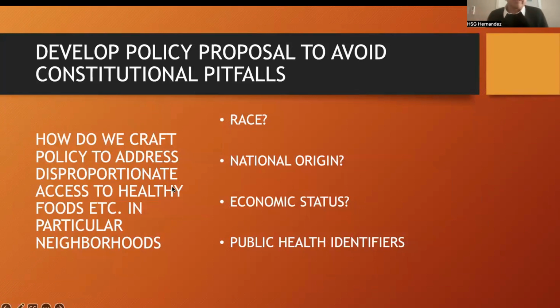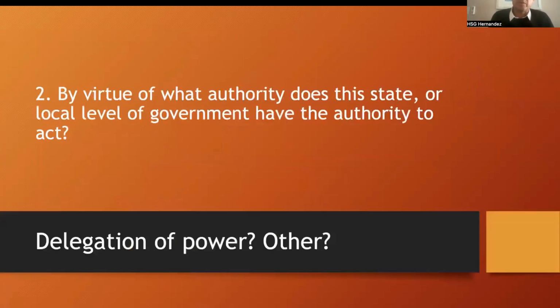So, for example, here's what I just discussed: how do we craft policy to address disproportionate access to healthy foods, particularly in neighborhoods? Race, national origin, economic status. And economic status would not be strict scrutiny. It would probably be intermediate scrutiny, maybe rational basis. But certainly public health identifiers would be, in fact, rational basis. So keep that in mind when you're putting together your policies.